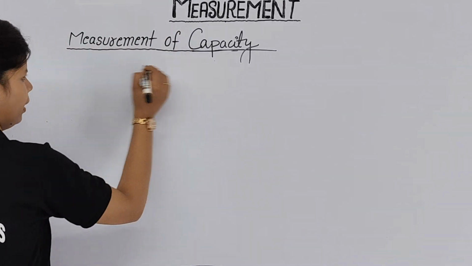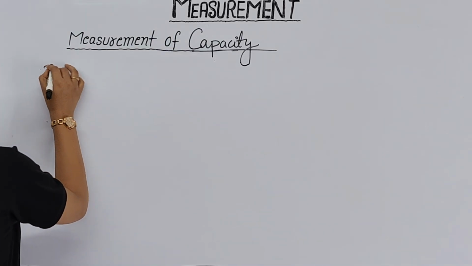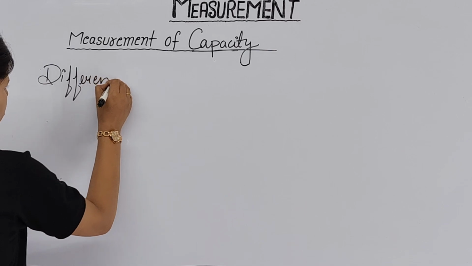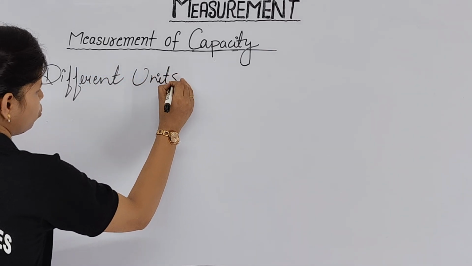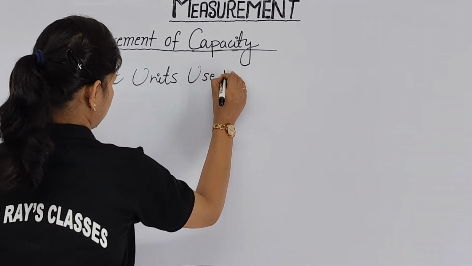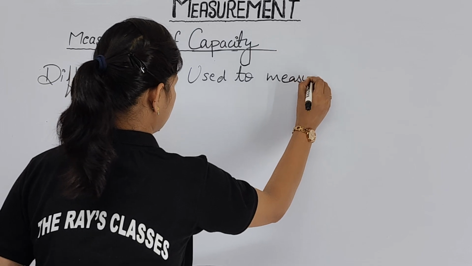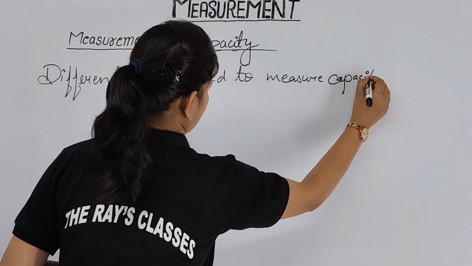Clear? So you will write your heading: measurement, different units used to measure capacity. Clear, no?